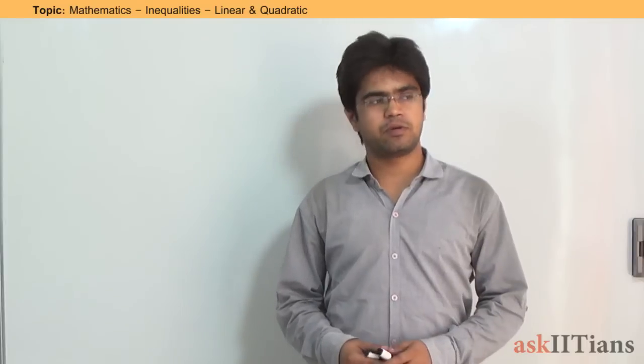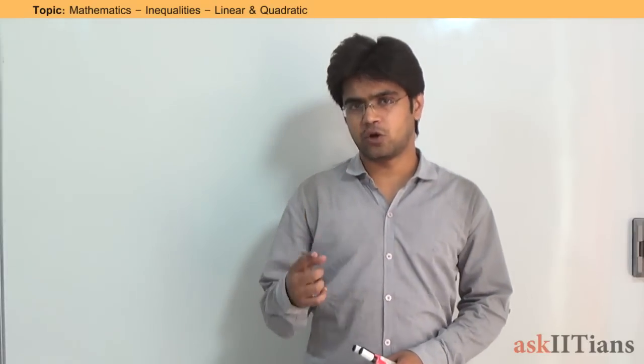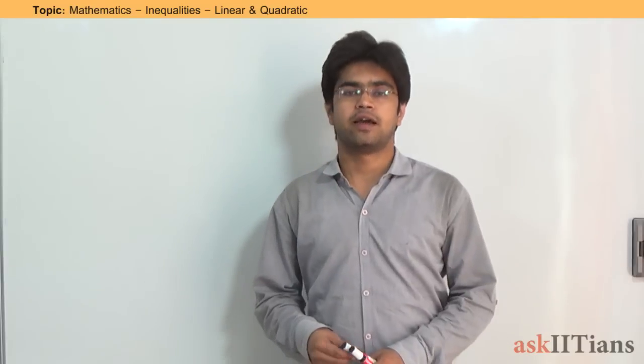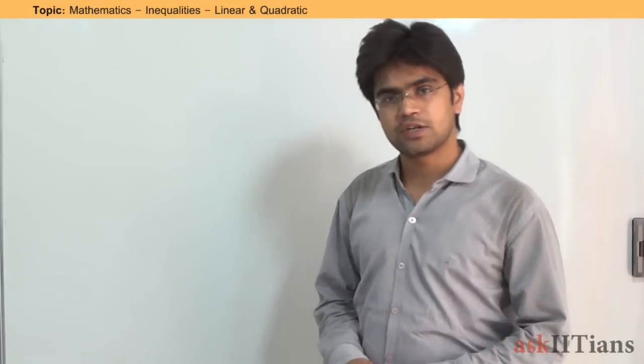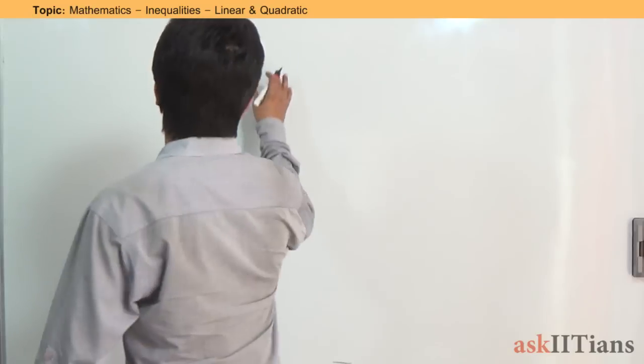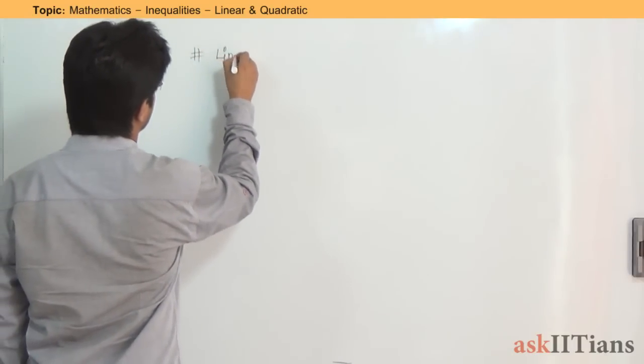So the inequalities chapter mainly consists of three types of inequalities. First is the very basic inequality, that is the linear inequalities. Second is the quadratic inequalities, and third is the final, that is logarithmic inequalities. So we'll first start with the linear inequalities. Now the first topic is linear inequalities.